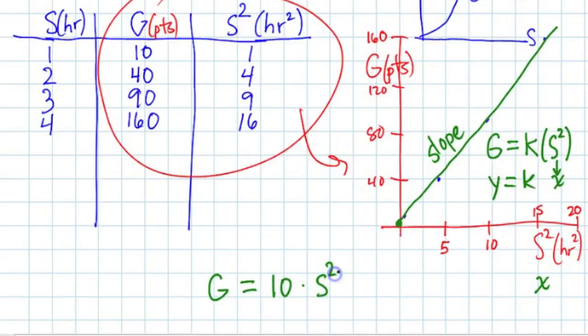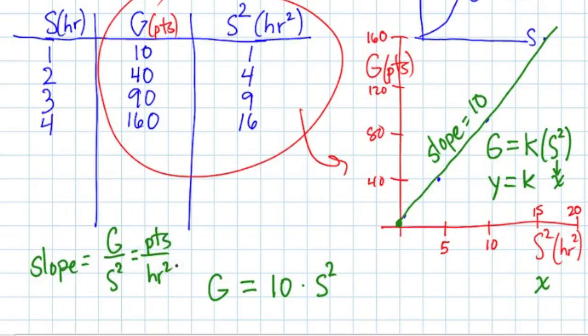times s squared. And the last thing that we need to do is we need to check our units for the slope, because the slope obviously is 10, right? But what are the units for it? Well, the slope is going to have units of grade over units of sleep squared. So it's going to be points per hour squared. And so we would write in our equation 10 points per hour squared times s squared.